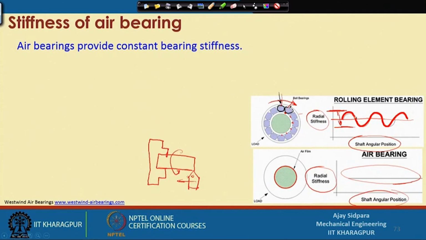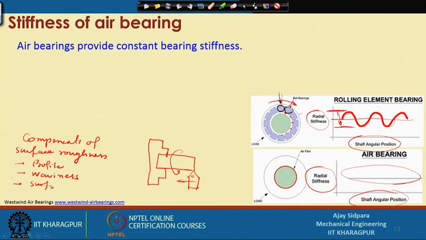Now, what is going to happen because of this? We have seen in a few classes before that there are different components of surface roughness. Those are the profile, then waviness and surface roughness, and we have seen that waviness is created because of some vibration and chatter possibility of the machine tool.